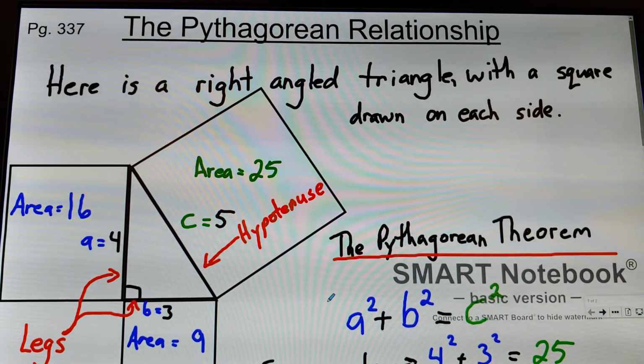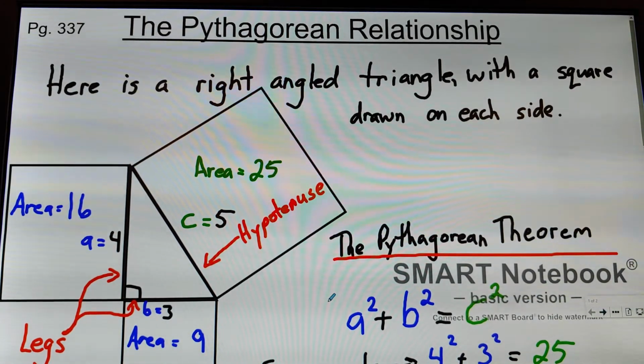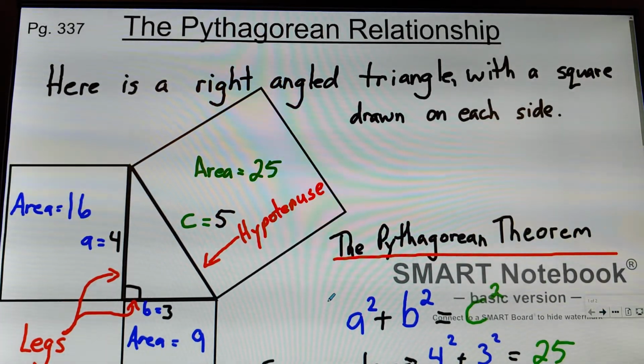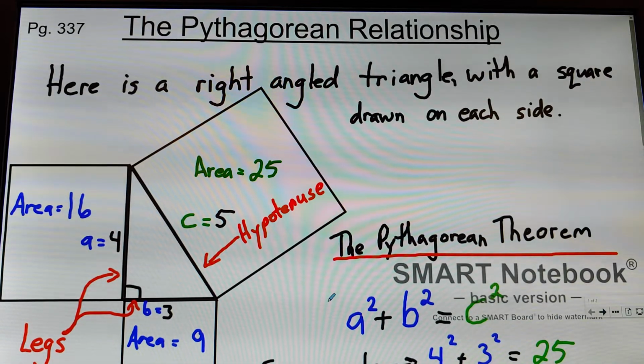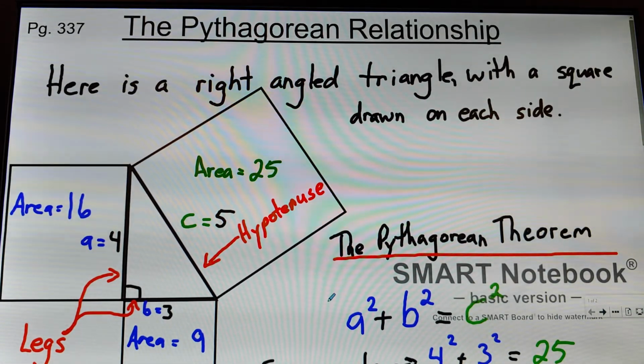Good morning again. Alrighty, so on to the next lesson. So this is the actual Pythagorean theorem, or the Pythagorean relationship.